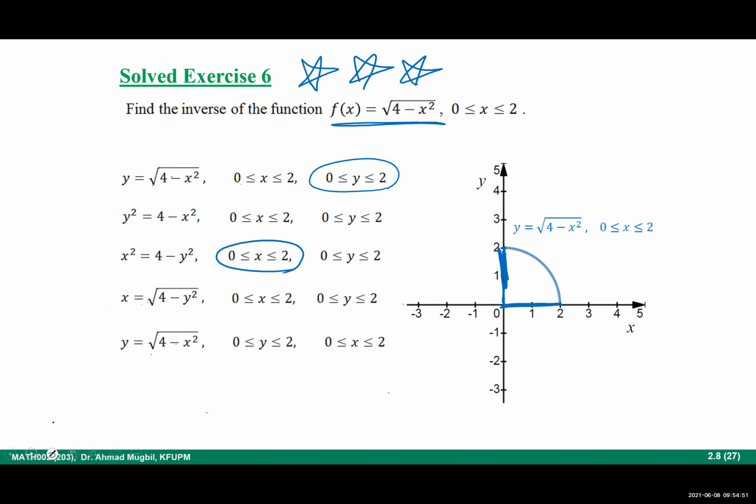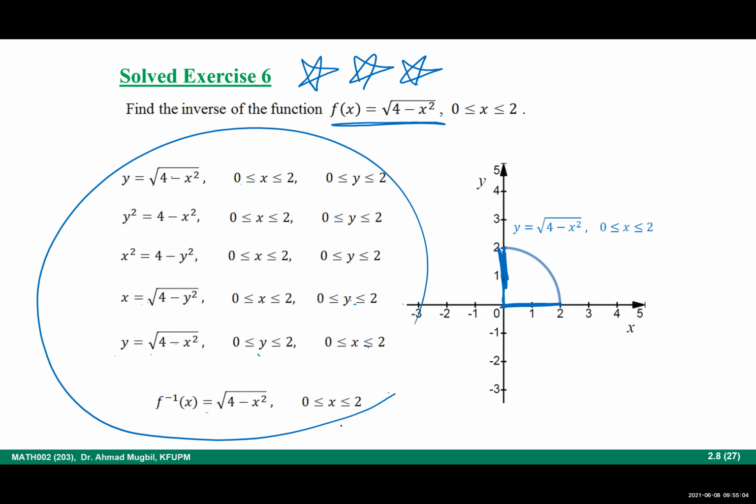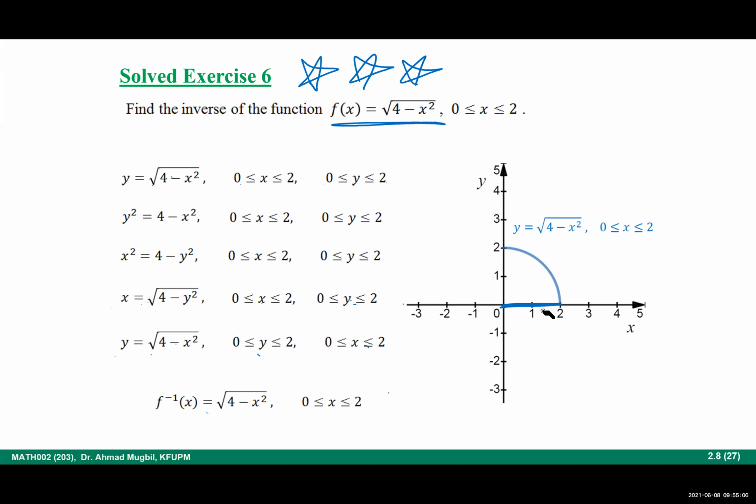Now interchange. When you interchange here, interchange also here. Then this is the inverse, and this is the domain of the inverse. Okay. As I told you, Shabab, this is algebraically. You can do it always. But geometrically, it will be much easier. How? Let me show you.